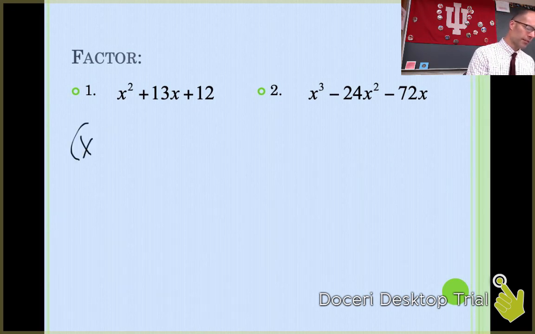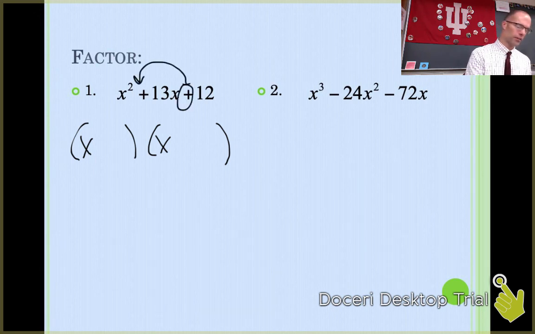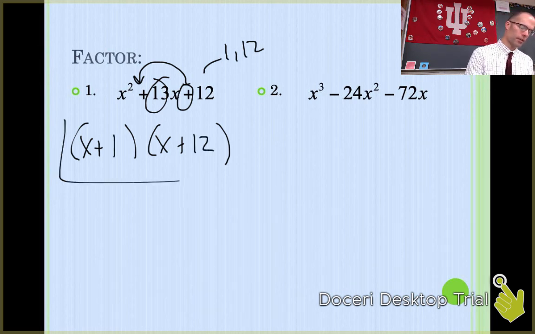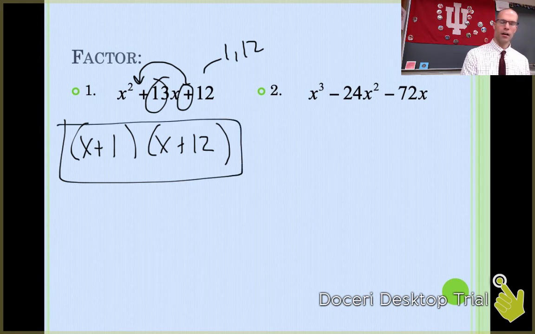So I set up my skeleton, I'm going to have a 1x and then a 1x. C value sign is positive, so I know both my terms are going to be the same sign as my B value, so they're both going to be positive. And then 12, well, we remember we're trying to get 13, so my first set of factors would be 1 and 12. Well, that will give you 13. So I'm done.